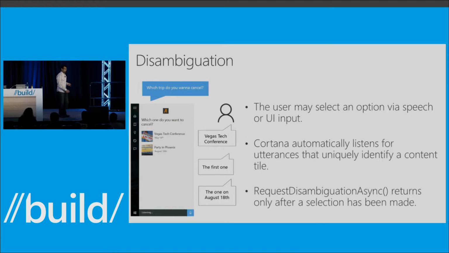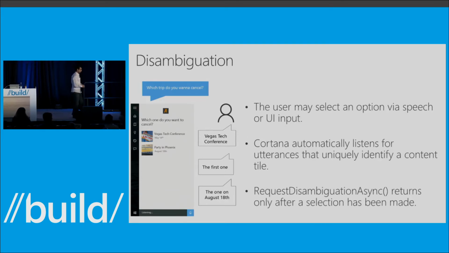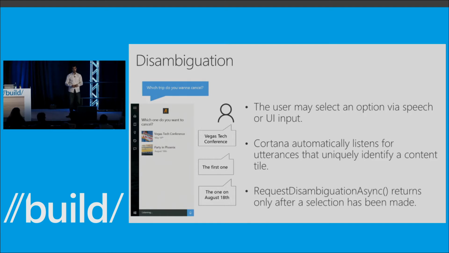Disambiguation is interesting, and I want to talk a little bit about it. When you ask the question, which trip do you want to cancel, the user has the option of selecting one of those entries by tapping or clicking in the UI, or they have the option of using speech. If they're using speech, Cortana automatically listens for any utterance that uniquely identifies one of those tiles. So what does that mean? Let's take some examples. In this example, the user could say Vegas Tech Conference, obviously to refer to the first one, or they could say the first one. Or they could also just say the one on August 18th. That is the detail related to the party in Phoenix, so that would do the same thing as tapping on party in Phoenix.